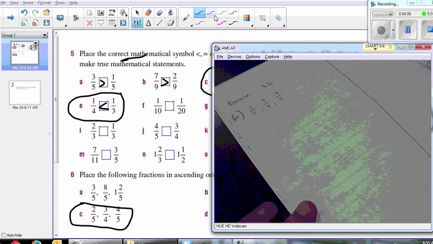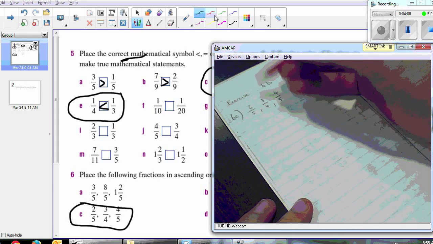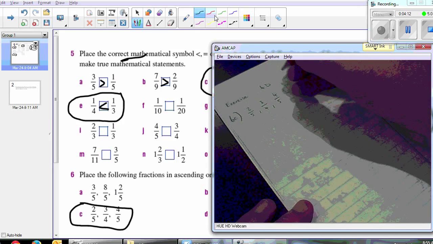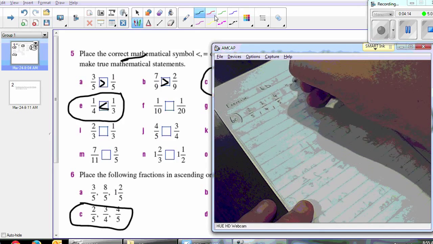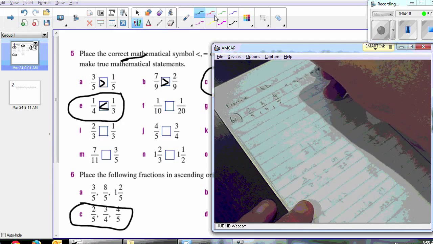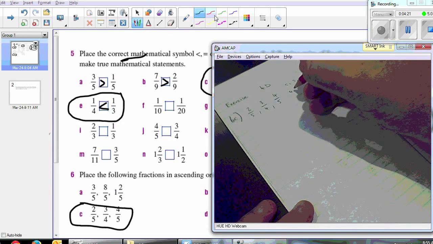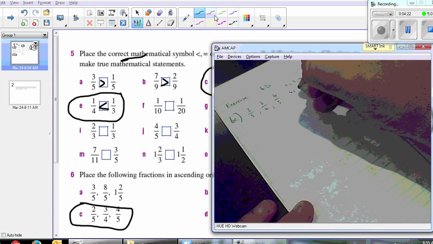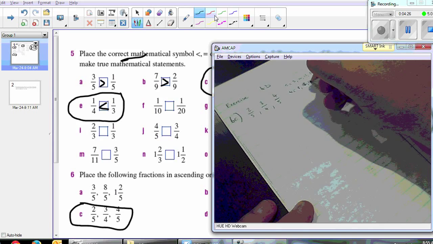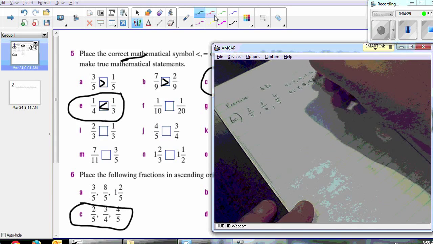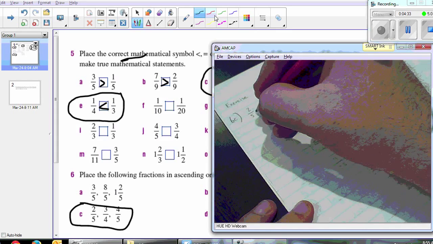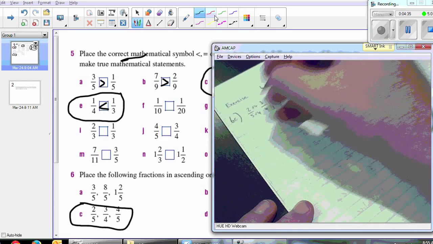Once again, I need a common multiple so that I can see if these fractions are equal or different. Immediately looking at these denominators, I can list the multiples. For 5, it's 5, 10, 15, 20, 25. For 4, I've got 4, 8, 12, 16, 20. I found a common one. So I need to multiply 5 by 4.